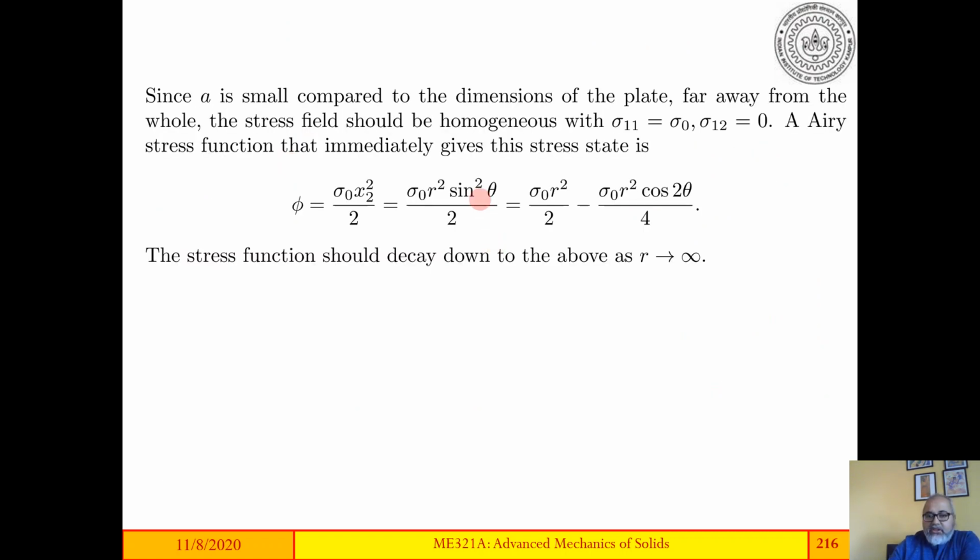When we do that, this will be the part of the Airy stress function which goes to sigma 11 equal to sigma naught as r tends to infinity. So this has to be included. What else has to be included?